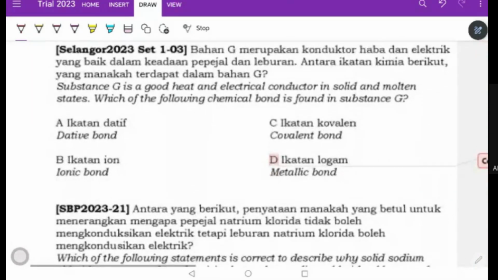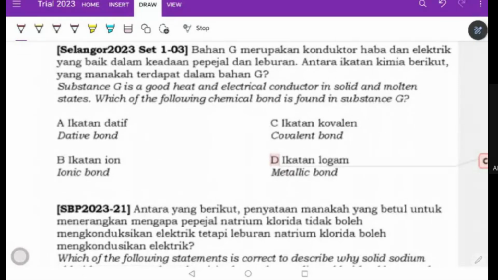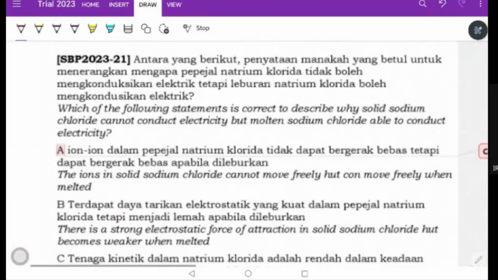Okay. Now next. Good heat and electrical conductor in solid and molten. So class, if it can conduct electricity in a solid, what is that? Metallic bonds. Yeah, only one. If a solid can conduct electricity, it will be a metal. So if metal, it will be metallic bond. Okay, no need to think too much.